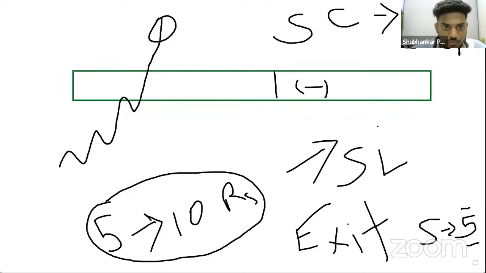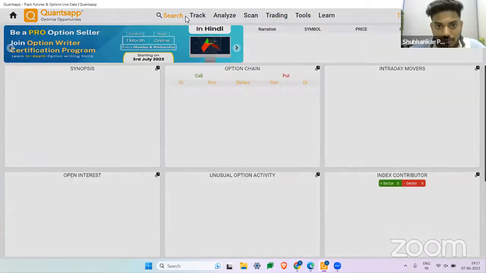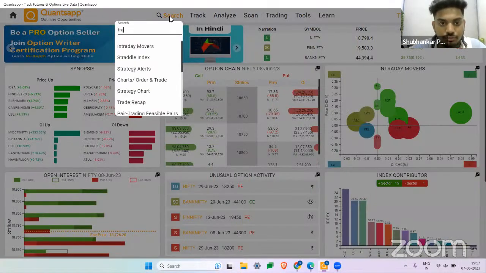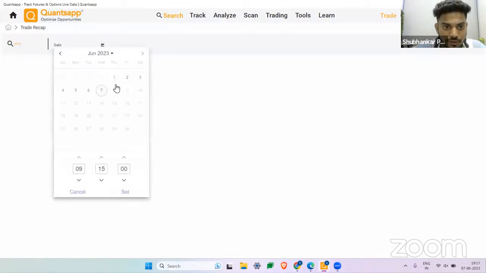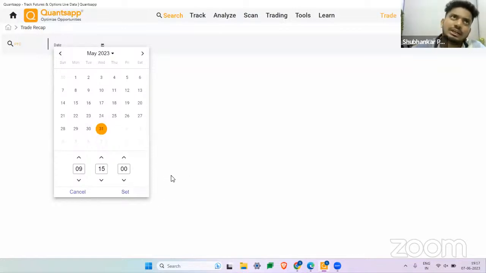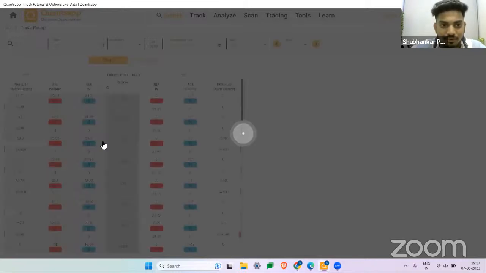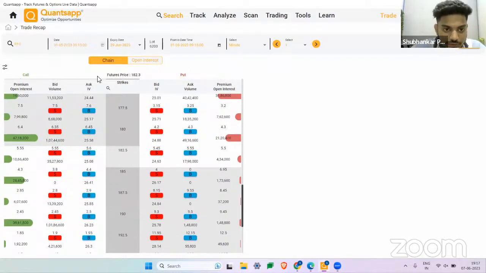Let me take you to this PFC scenario. I hadn't actually had it in mind, but let me show you. This is a trade recap. I am taking you to a past date to show you how the open interest data, the options data, actually looked like in PFC. 31st was the day. I actually don't remember, it was 31st of April, or 31st of May, sorry.